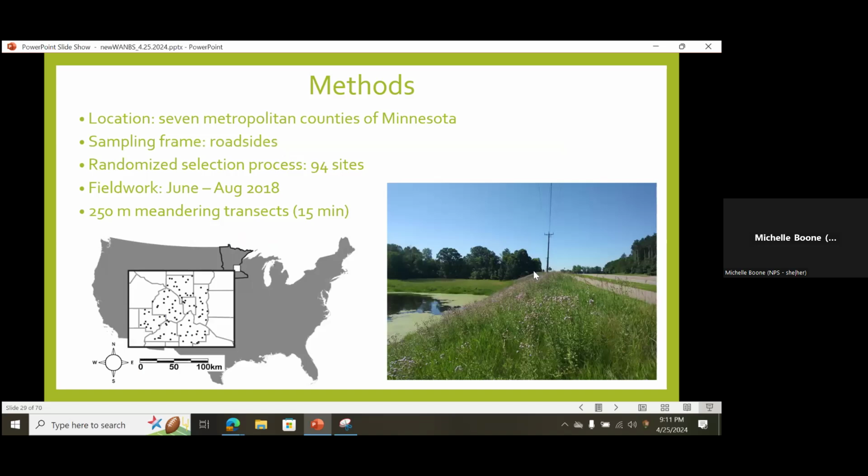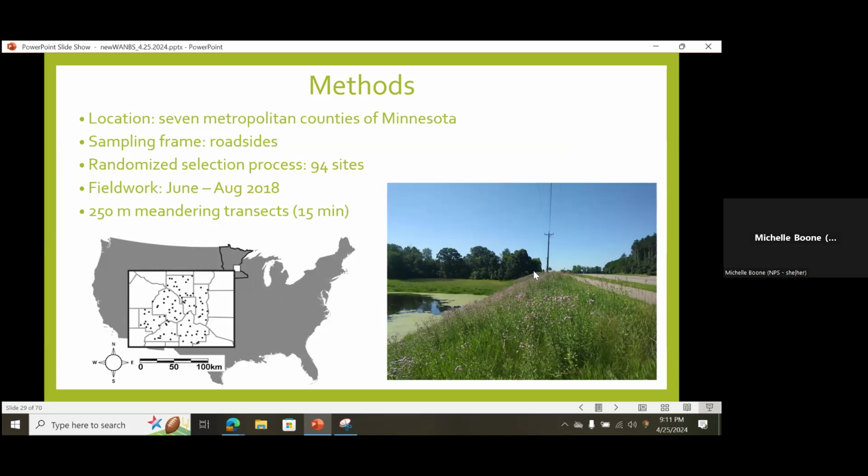So for this study in 2018, we just focused on the 7 metro county area of Minnesota. So pretty restricted. And we selected 94 random sites along roadsides. Why roadsides? The honest answer is because we were funded by the Department of Transportation. But I'd say the science approved answer, because it's never enough to say it was funding, is that roadsides can be used for restoration. It represents a large area of land that's available for restoration.